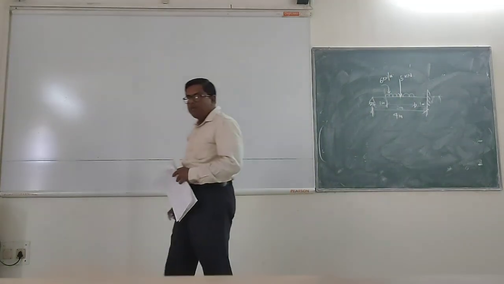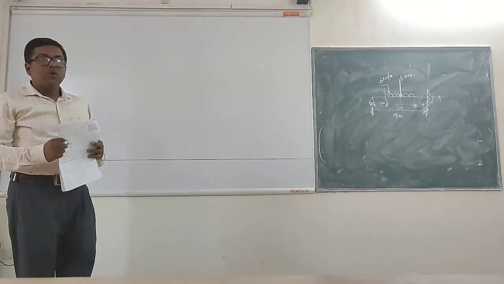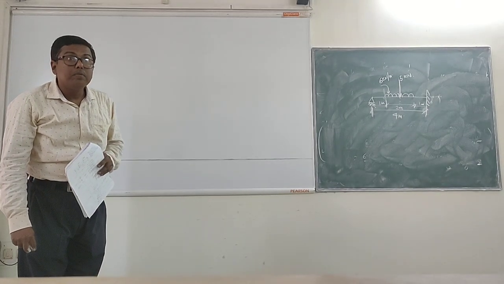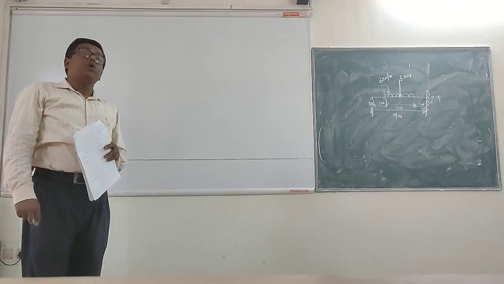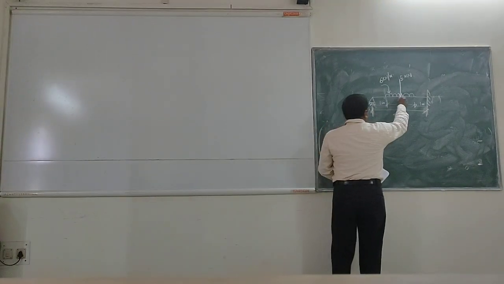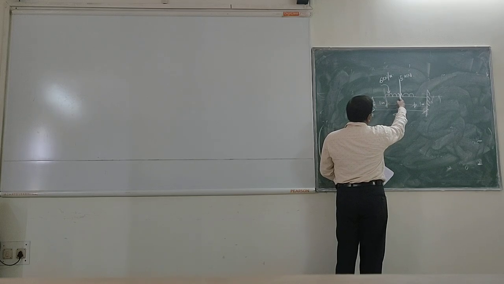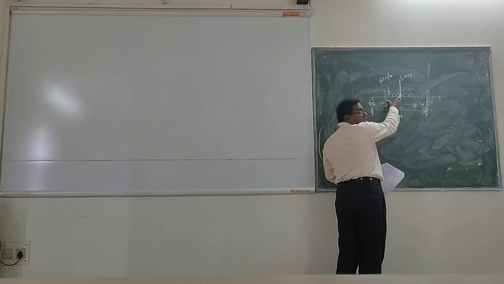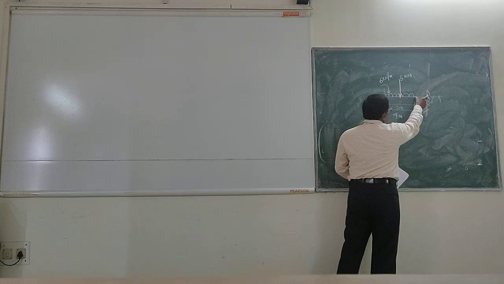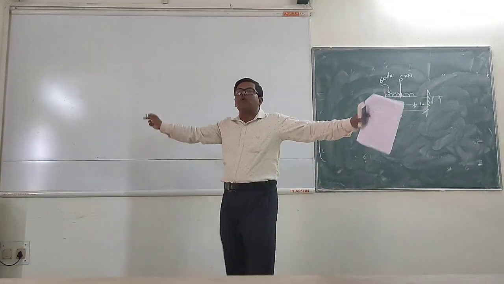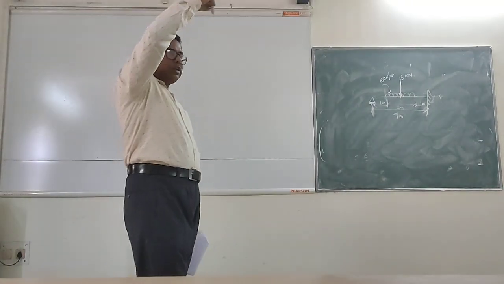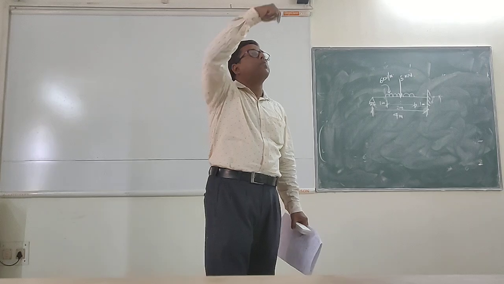Is it clear? Problem is clear? Now, 5 kilonewton is a point load, a concentrated load acting at the middle of the beam. From here to here the distance is 1 meter, from here to here 1 meter, from here to here 1 meter, from here to here 1 meter. So the beam is divided into 4 parts, right? So the concentrated load of 5 kilonewton is acting at the middle of the beam.